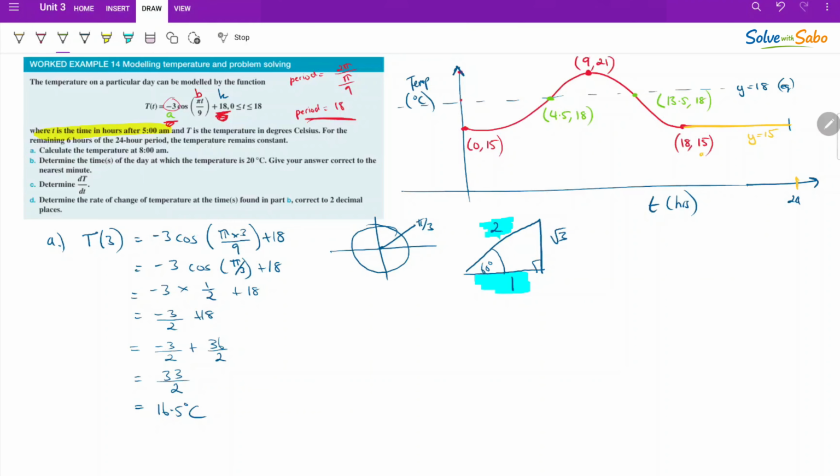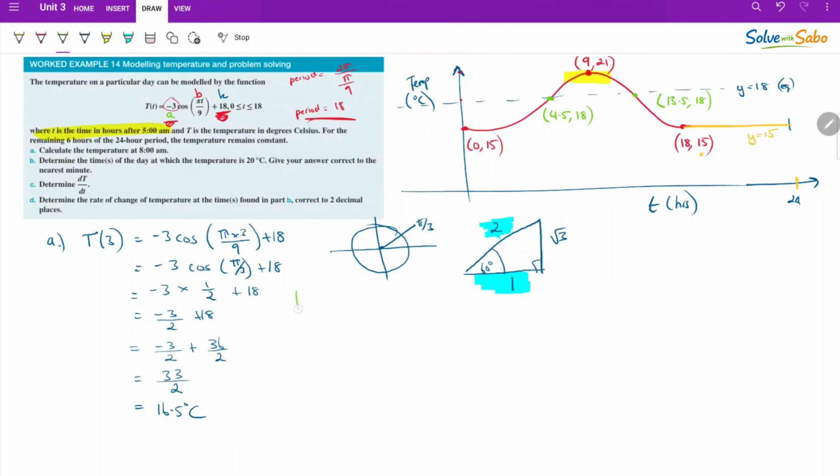Looking at part B, determine the times of the day at which the temperature is 20 degrees. Okay, now note it says not above 20 degrees, it says 20. So if we look here, we're at 20 somewhere here. So it looks like somewhere when T is 8 or T is 10 or somewhere around that time. Now that doesn't mean 8 a.m. and 10 a.m. It means 8 hours after 5 in the morning or 10 hours after 5 in the morning.